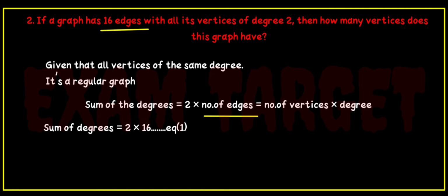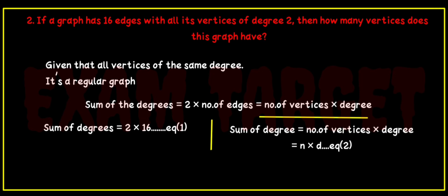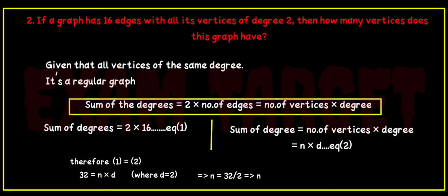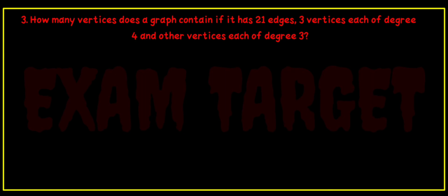Given that number of edges is 16, I am naming it as equation 1. As we know that sum of degree equals number of vertices multiplied by degree, I am naming it as equation 2. After equating equation 1 and 2, we get number of vertices equals 16, that is n equals 16. Move to question number 3.